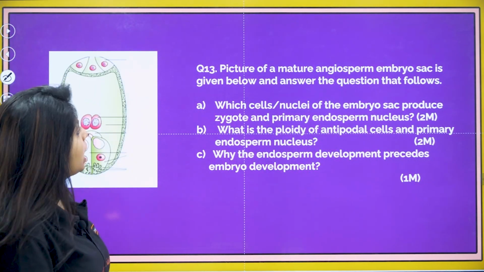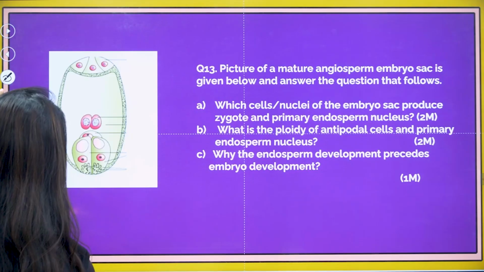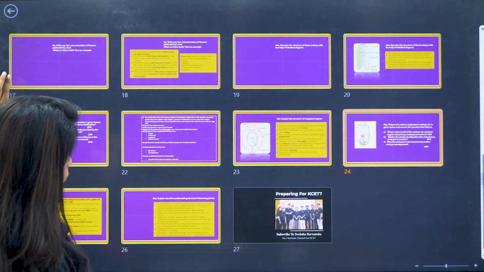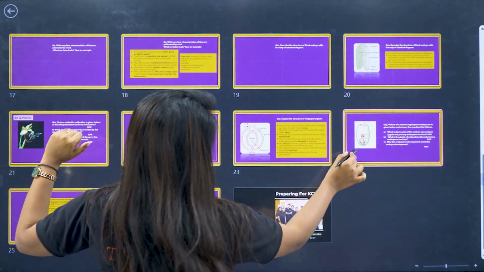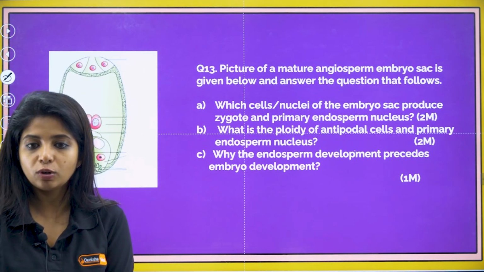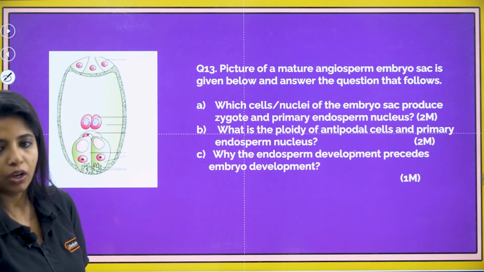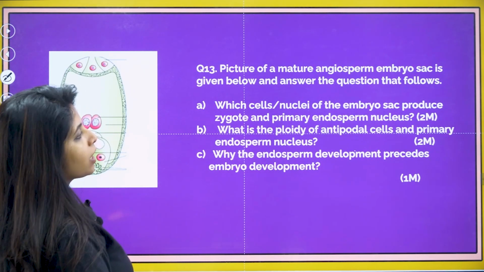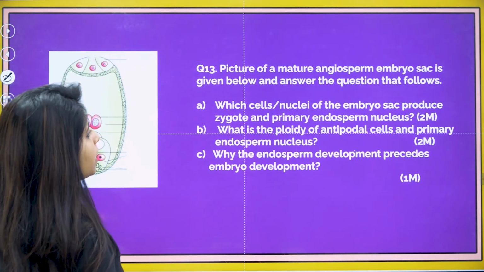Okay, now you have the 13th question. Do we have more questions after this? I think there is one more question. Yes, one more question. The picture of a mature angiosperm embryo sac is given below, and answer the questions that follow. Which cells, nuclei of the embryo sac produce zygote and the primary endosperm nucleus?